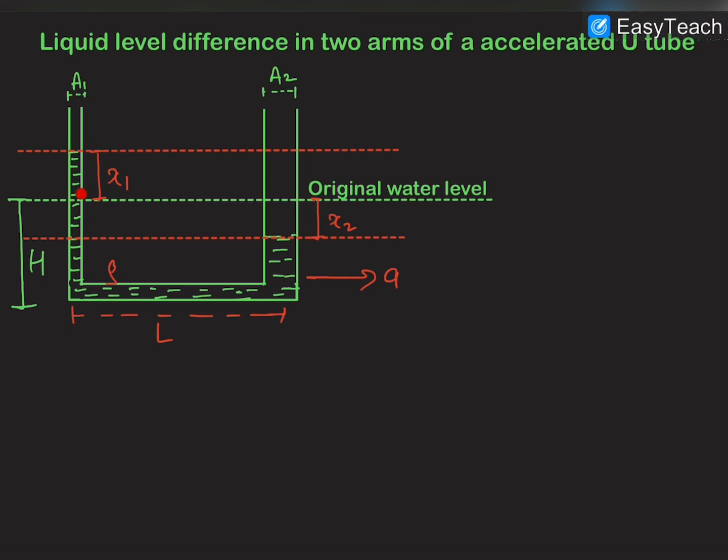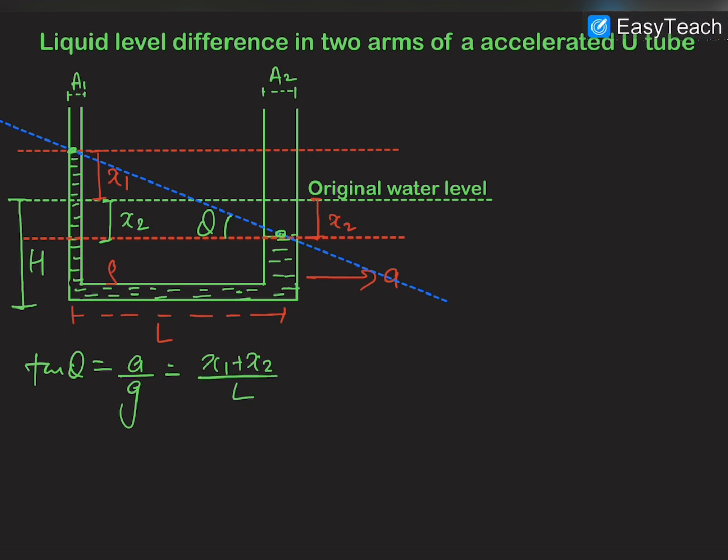Now this liquid has ascended by a distance of x1 in this arm, and it descends by a distance of x2 in this arm. Let us solve this by the easier method, that is the equipressure line method. So let us draw the equipressure line. This is our equipressure line, and the pressure at these 2 points is P0 obviously. So this angle is theta. So we can say that tan theta will be equal to a by g, and again tan theta will be equal to (x1 plus x2) by L. So x1 plus x2 will be equal to La by g. So this is the first equation.